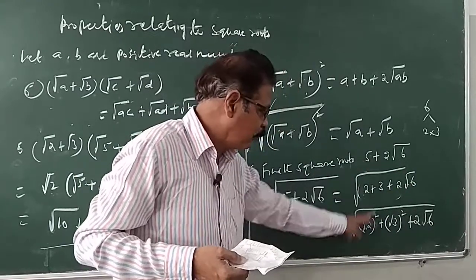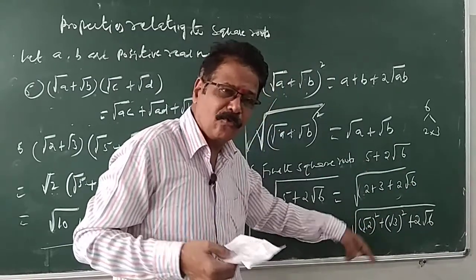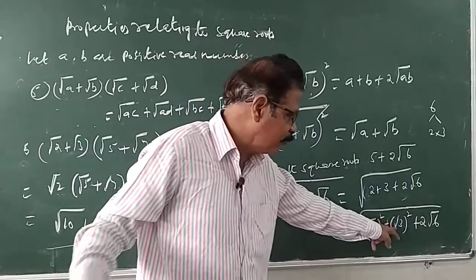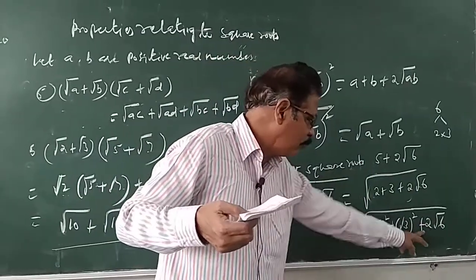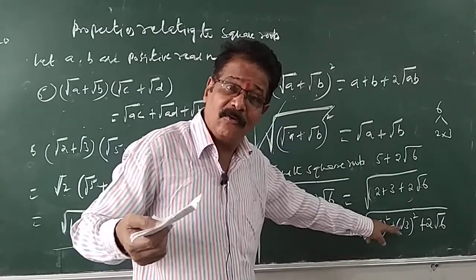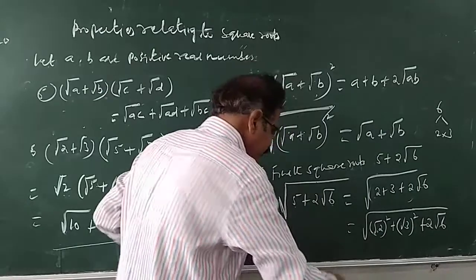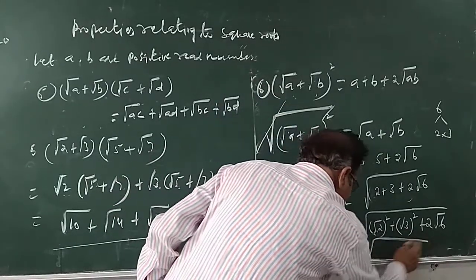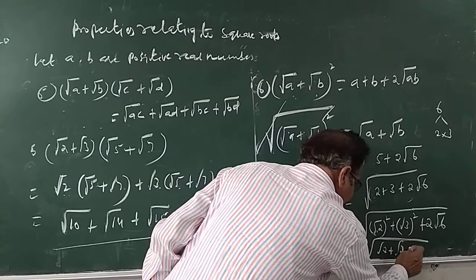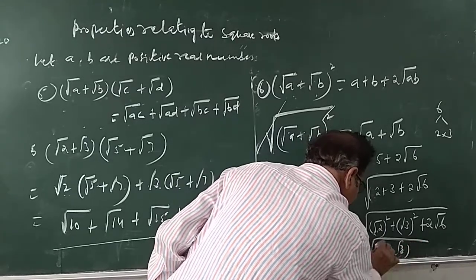2 can be written as root 2 square. Root and square cancel, root 2 square means nothing but 2, root 3 square means nothing but 3. Root 2 square plus root 3 square plus 2ab, where a is root 2, b is root 3, root 2 into root 3 is root 6. So this is of the form (a plus b) whole square, where a is root 2 and b is root 3.